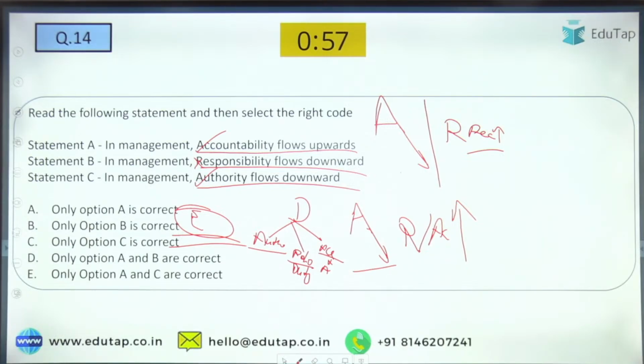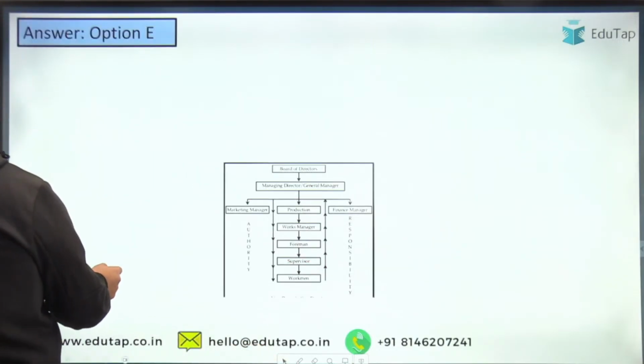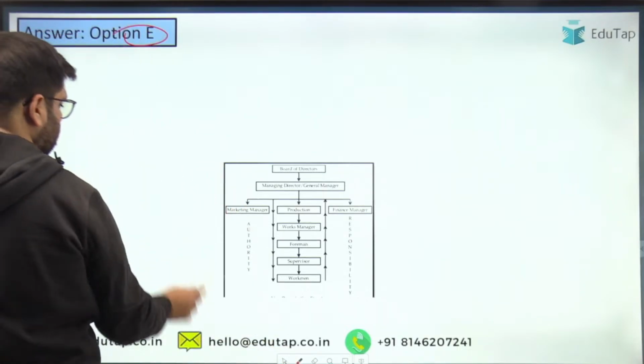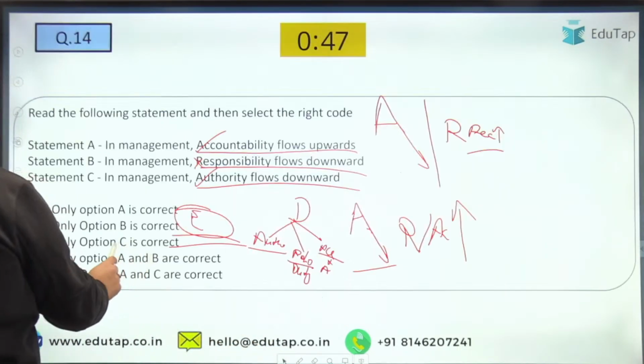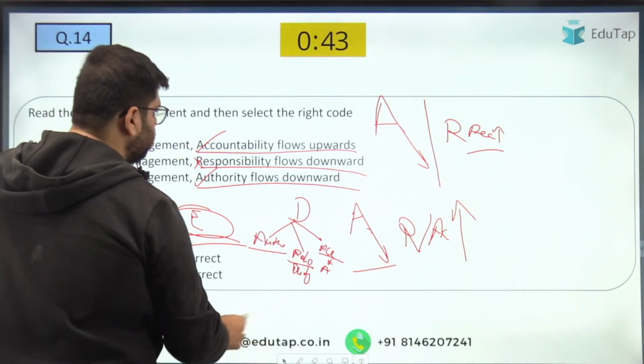No, my friend, A and B were not correct. Gopal is saying E. Parul is going with D. No. A and B are not correct. Let me check also. It could be that I am wrong, but I am correct over here because option E is the correct one. And we also discussed E, right? We also gave our answer as E because A and C are correct, not B.